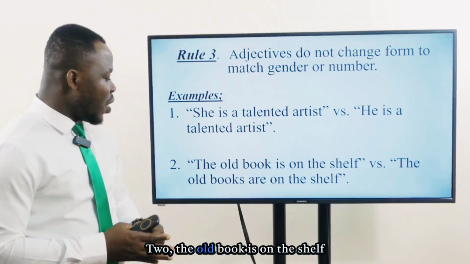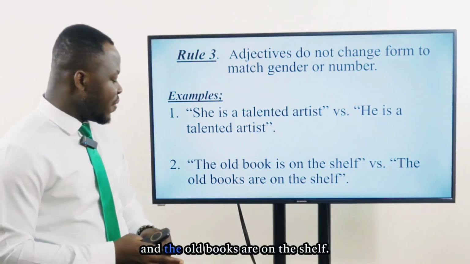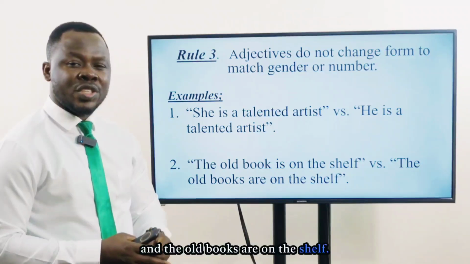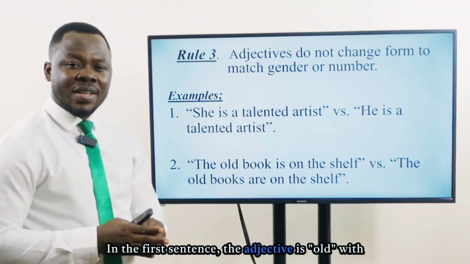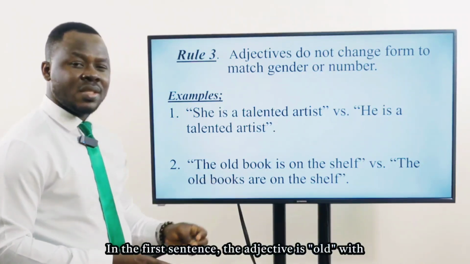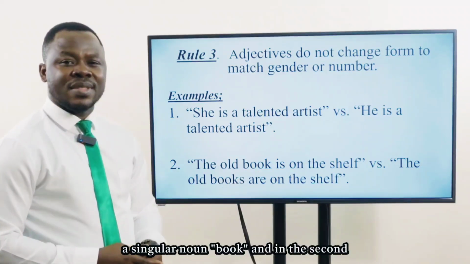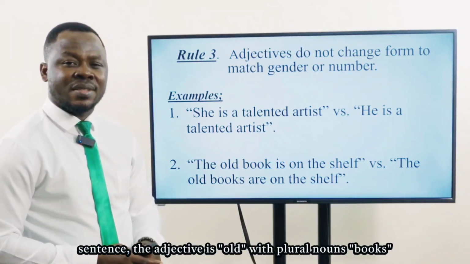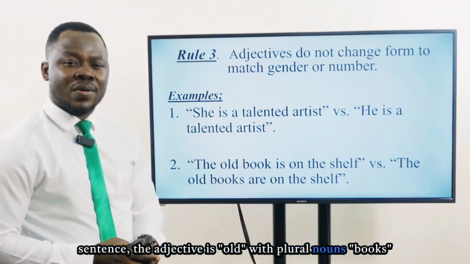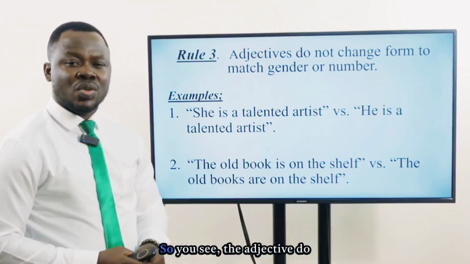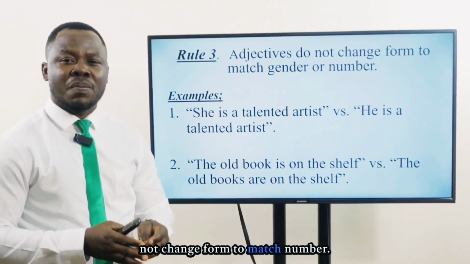2. The old book is on the shelf. And the old books are on the shelf. In the first sentence, the adjective is old with a singular noun, book. And in the second sentence, the adjective is old with plural nouns, books. So you see, the adjective does not change form to match number.